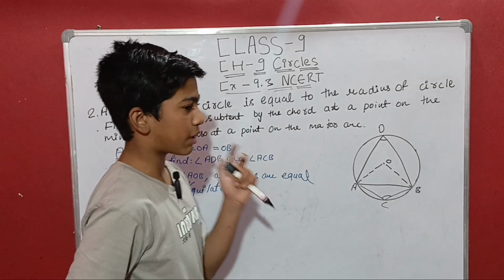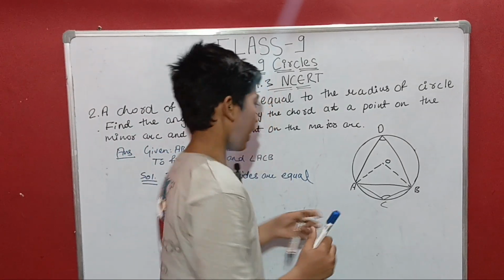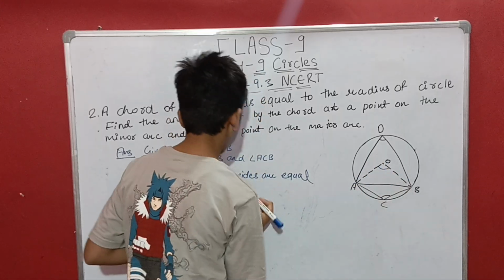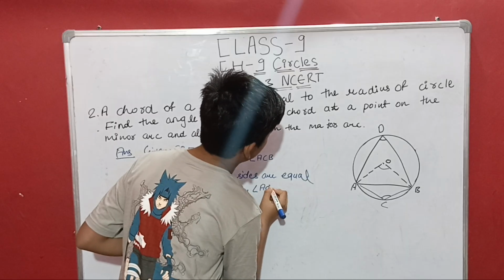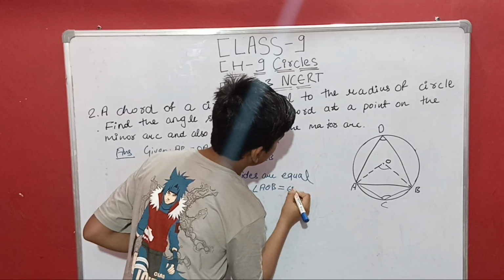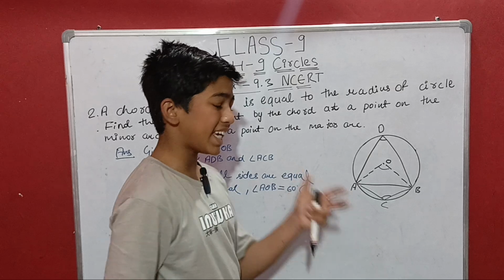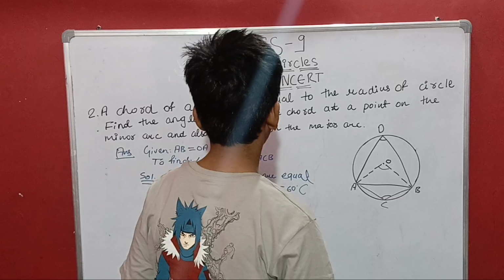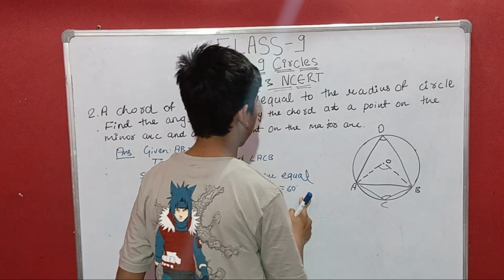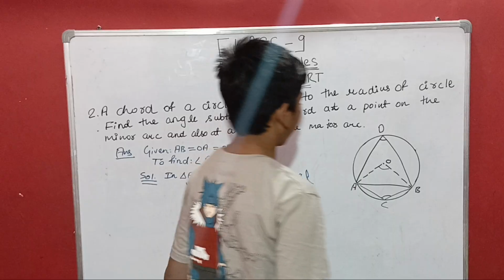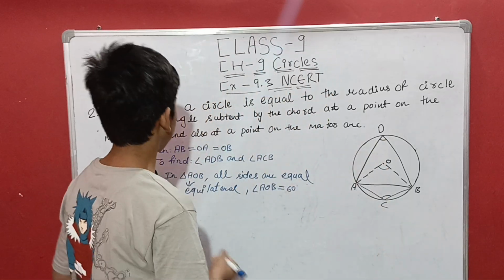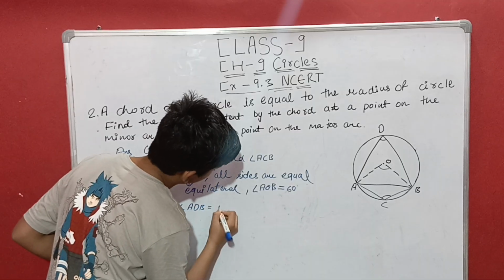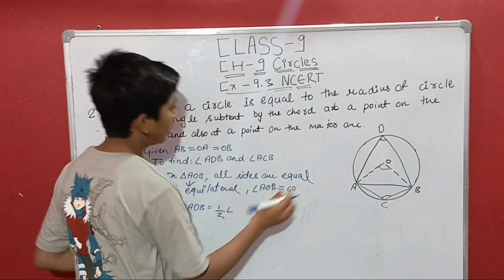As this is an equilateral triangle, we also know that angle AOB will be equal to 60 degrees. Why? Because each angle in an equilateral triangle is equal to 60 degrees. So now we know that this angle is equal to 60 degrees. Now we shall find the angle ADB. We know that angle ADB will be equal to half angle AOB.